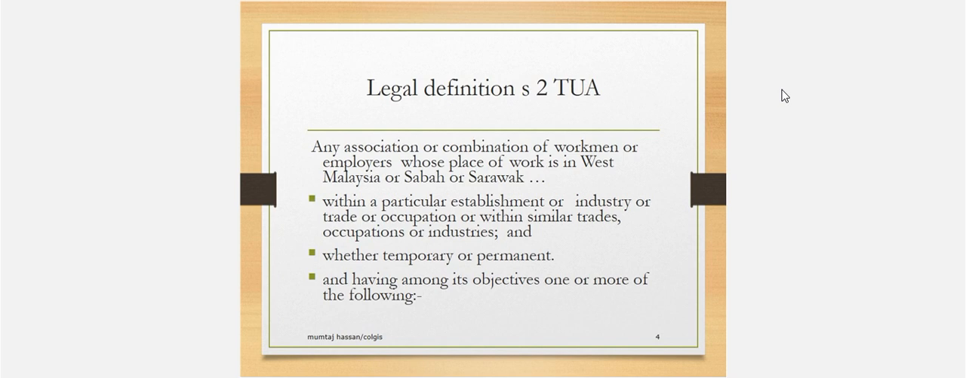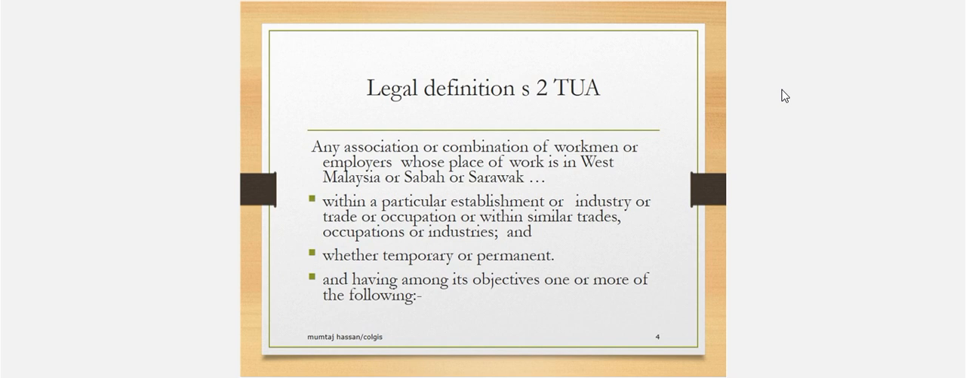Where the trade union can be with the place of employment in West Malaysia, Sabah or Sarawak. You can see that it's not Malaysia straight away, but according to the region. West Malaysia, Sabah or Sarawak. The association can be within a particular establishment or industry or trade or occupation, or similar trade, occupation or industry. So if you want to be a member of a trade union, you must join the similar trade. If you are a nurse, you must join the trade union of nurses.